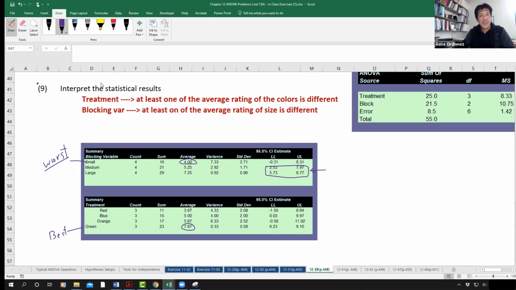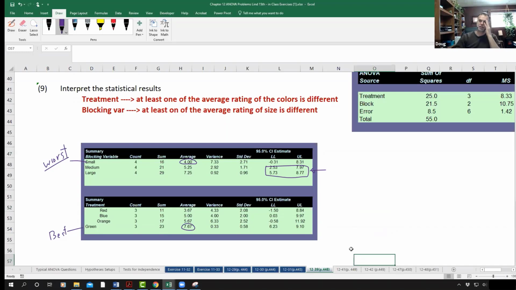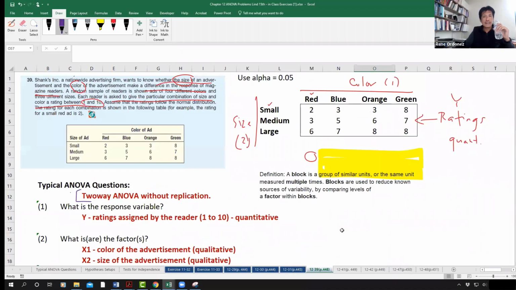All right. So that's problem 1239. Can I ask a question? Sure. Would you please scroll up to the top of the problem itself? So this business of treatments and blocking, it looks like anything along the top row is going to be the treatment, and anything in the column would be the blocking. No, the rows, small, medium, large, would be the blocking variable. The columns, the color of the ad, is the treatment.